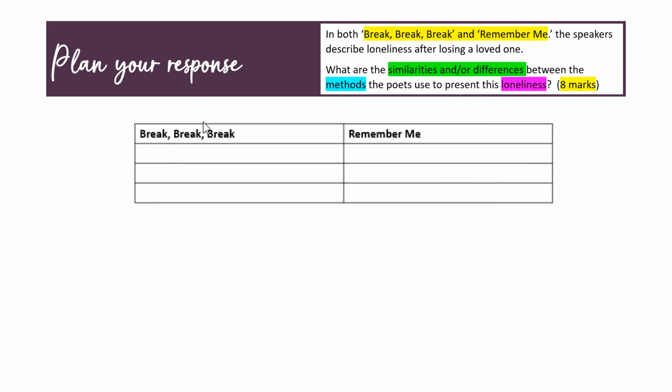Because we're looking at 2 texts here, I've got a table with 2 columns just to help me to visualise it a little bit more easily. I'm going to look at the poem separately first, and then I'm going to link them together.